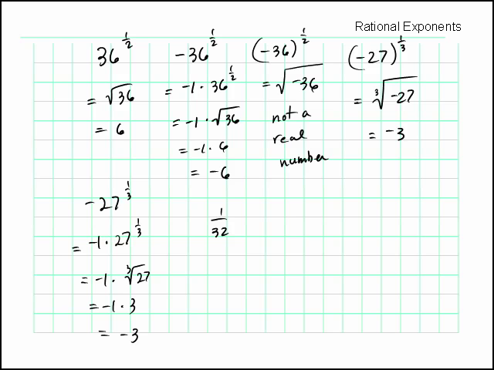One over 32 to the 1/5 power. That means the 5th root of the fraction 1 over 32. And what number, when you raise it to the 5th power, gives you 1 over 32? It is 1/2. 1/2 to the 5th power is 1 over 32.